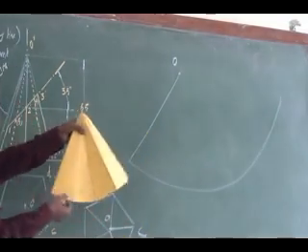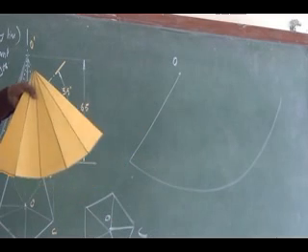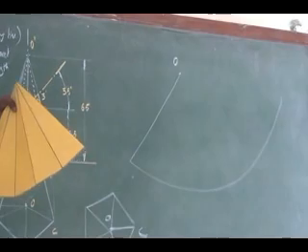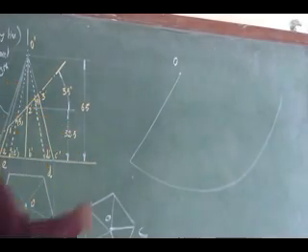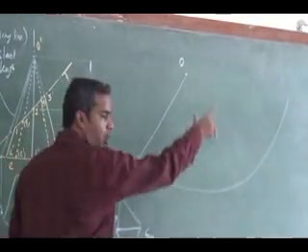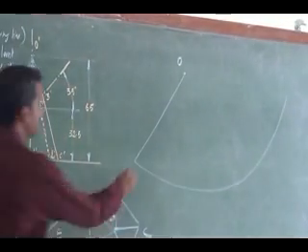You see here, this is a pyramid, so the base sides will be straight edges. I have to connect the base side length and cut an arc. So what is this length? OA1.